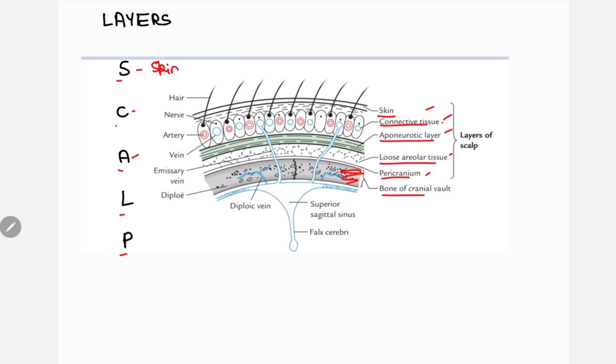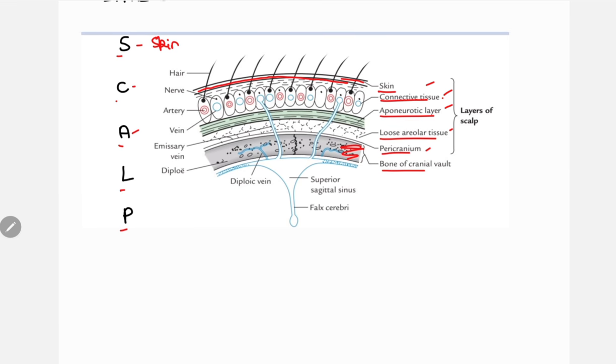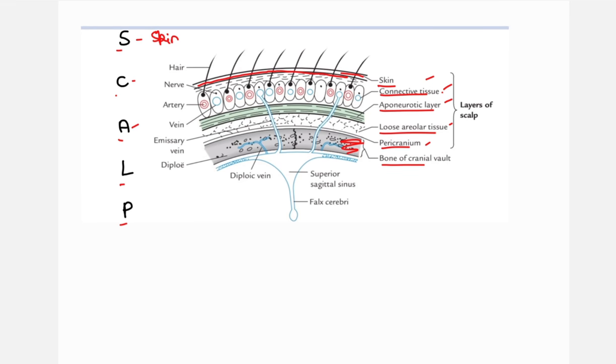See, here we can see the skin. Skin has lots of hair, lots of sweat glands. Basically, it is a high maintenance area. Next, connective tissue. Connective tissue, it's very loyal. It holds arteries so tightly that when you cut the scalp, the bleeding says, "I will not stop at all." So here we can see connective tissue has arteries and veins. Skin has hairs. Next, aponeurotic layer.